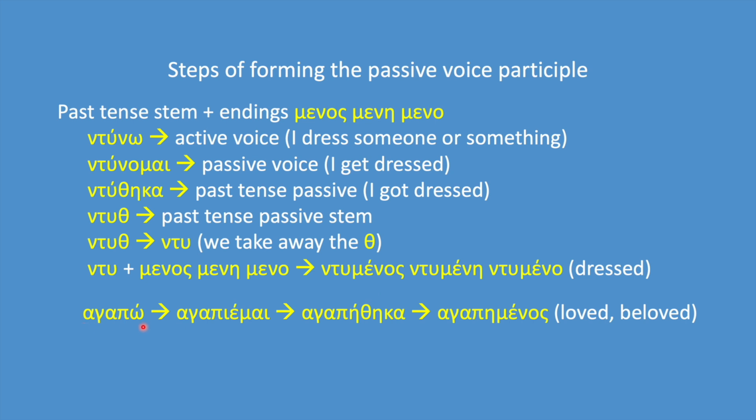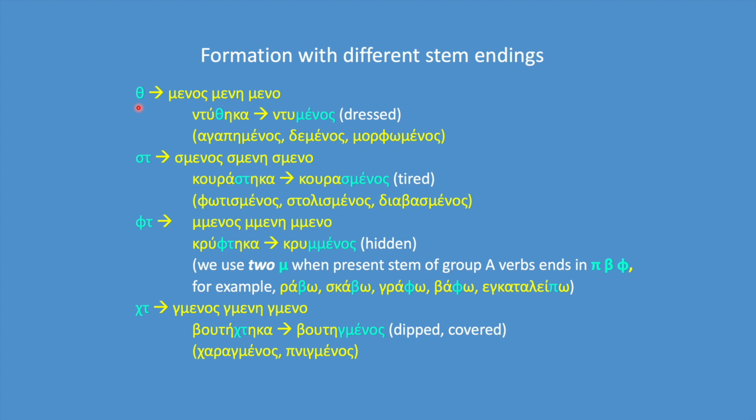The same with the verb αγαπώ, which is a group B verb. Ντύνω was a group A verb. So αγαπώ is the active voice, αγαπιέμαι is the passive voice, αγαπήθηκα is the past tense in the passive voice, and αγαπημένος is a participle. So we've seen that if the past tense passive stem ends in theta, we add -μένος, -μένη, -μένο. Ντύθηκα, ντυμένος. And other examples, αγαπημένος, δεμένος, μορφωμένος.